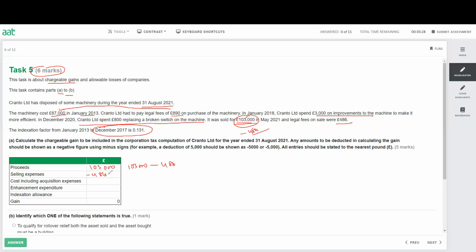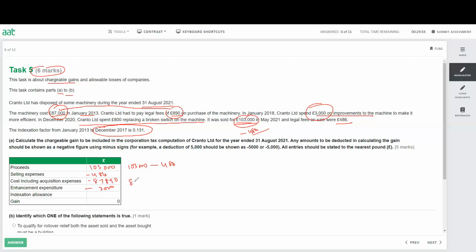It will be minus. Then you have a cost including the acquisition. So you have 87,000 plus 890. So it will be 87,000, 890. Enhancement expenditure, this only have 3,000. The improvement, do not take the revenue expenditure. Indexation will be only on the acquisition, remember that.